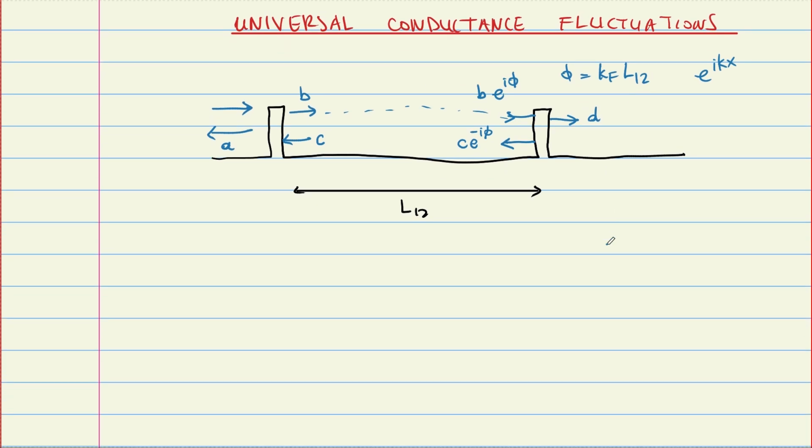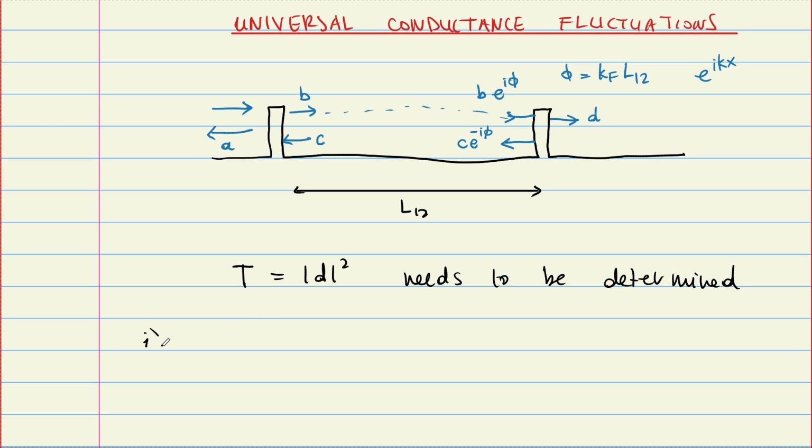And in this problem, we need to determine the transmission probability, which is T given by the square of D, to find the conductance of this setup. So we can write down the Schrödinger equation, solve it in terms of e to the ikx and e to the minus ikx, but at the end we are going to match these coefficients. And let me write the conditions here.